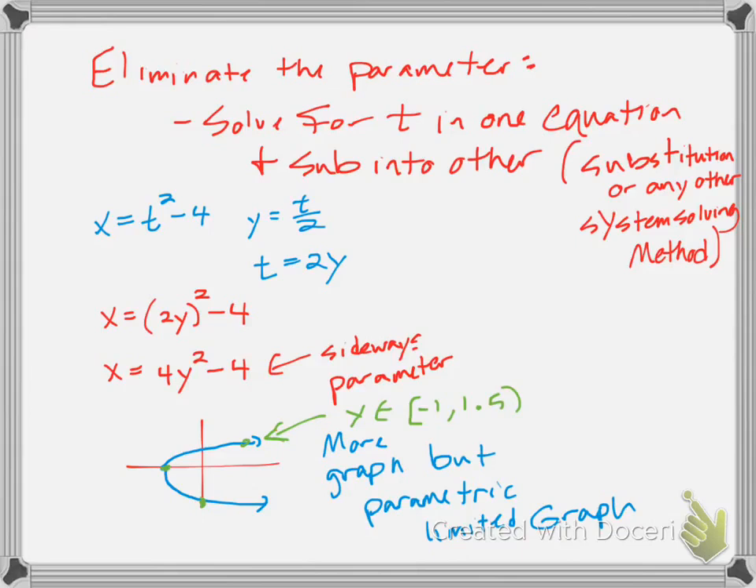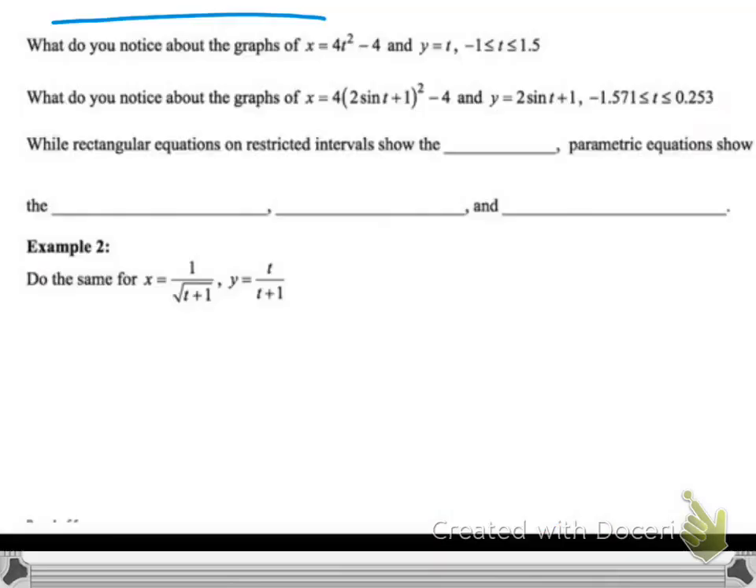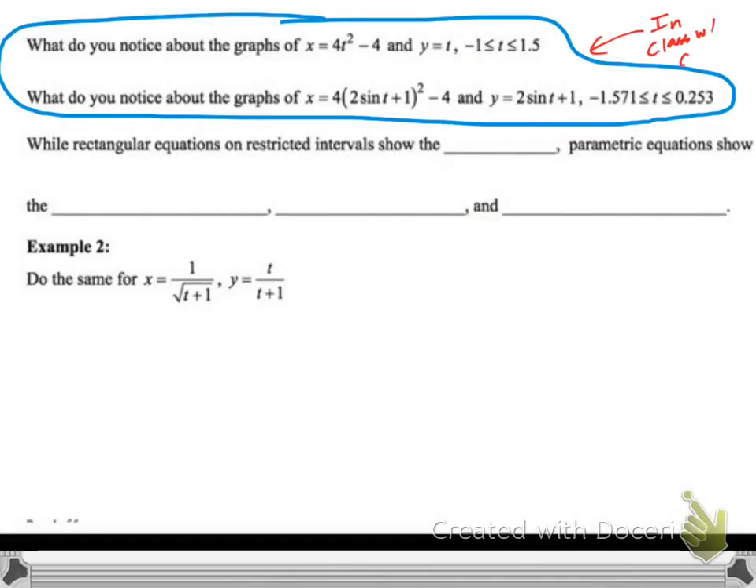Those, we could say, our x equals 4y squared minus 4 is the same as our parametric graph if we limit y to -1 to 1.5, including -1, not including 1.5. So in class, let's talk about graphing these and show you the differences and the similarities between these. It's kind of a fun little exercise and gets us acquainted with the calculator, but again, later.